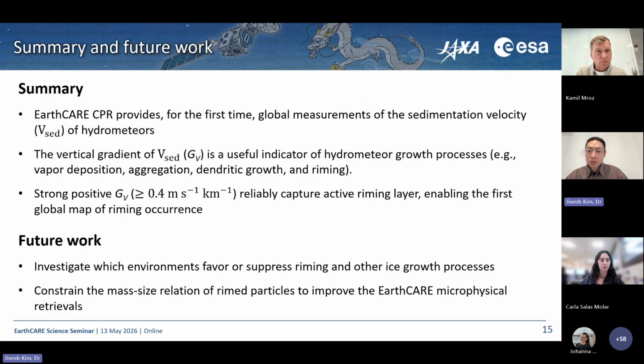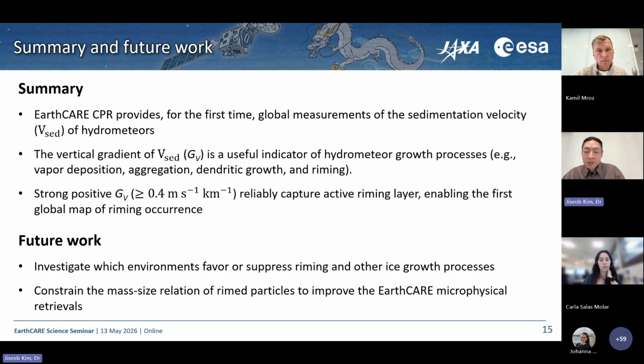Okay, just to summarize, I'd like to highlight that sedimentation velocity and its gradient can provide a lot of information about how ice particles grow. And using these features, we can now start looking at riming and other ice growth processes globally from space for the first time. Some people may say that the data are still too noisy, but EarthCARE is already revealing these kinds of subtle microphysical features that we didn't even expect when this mission was first planned. So I think there are still many things left to discover from these observations.